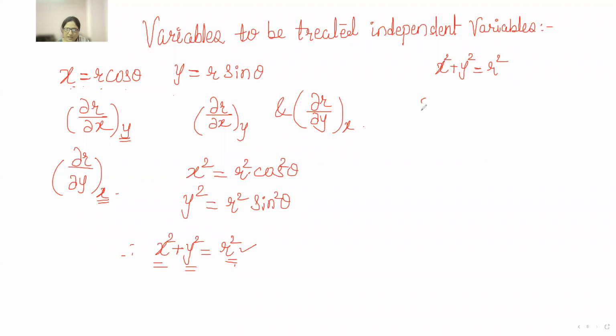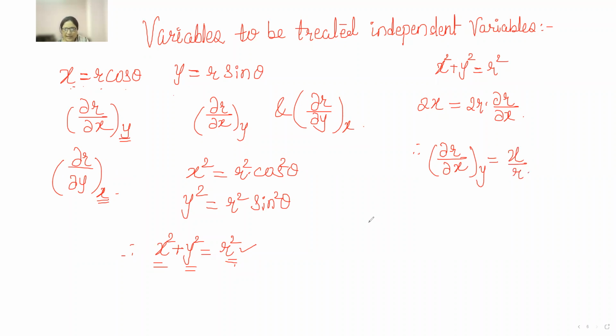So how are we getting that? 2x is equal to, we are taking the derivative of r square with respect to x, so it is 2r into dou r by dou x. Therefore, dou r by dou x, treating y as an independent variable, is equal to x divided by r.